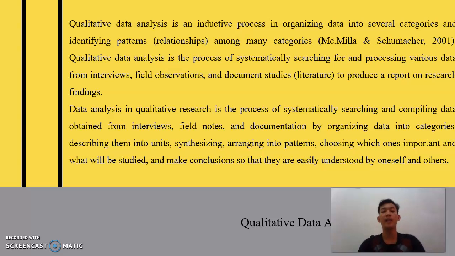Okay, this is the explanation of quantitative analysis, and now the qualitative data analysis. Qualitative data analysis is an inductive process of organizing data into several categories and identifying patterns of relationship. So what is the difference between quantitative and qualitative analysis? Quantitative analysis uses mathematical tools to count the data, but qualitative is different. In qualitative analysis, the process only involves data obtained from interviews, files, notes, and documentation, organizing data into categories and describing it into units. So in qualitative analysis, we can choose which is important, what will be studied, and make conclusions to be understood by oneself and others.